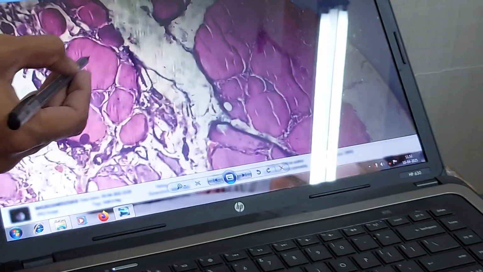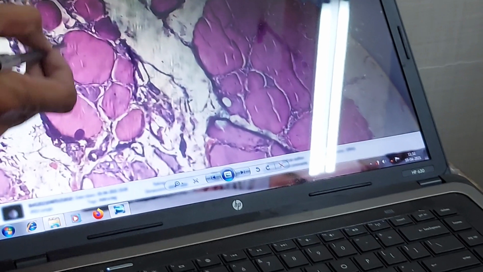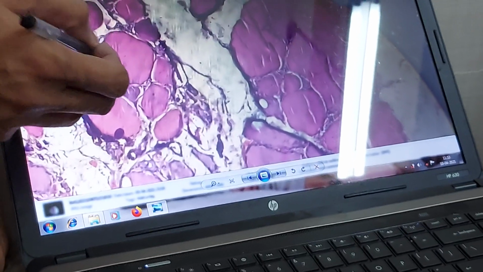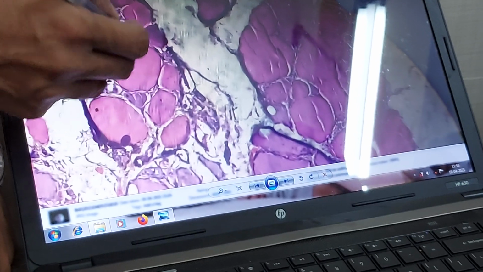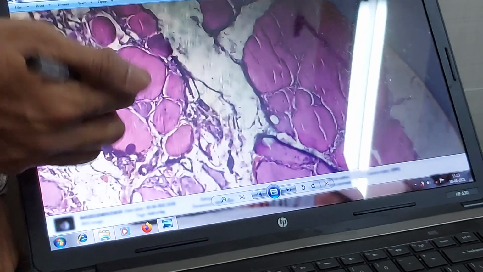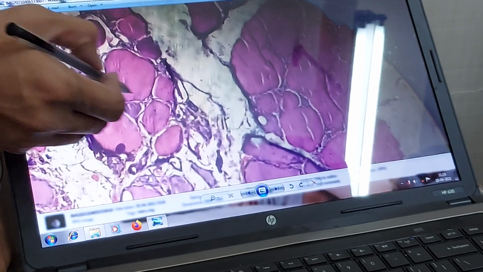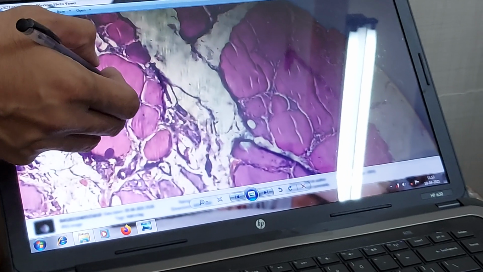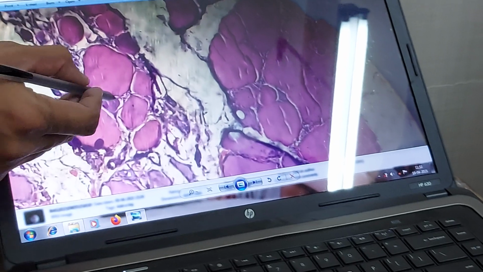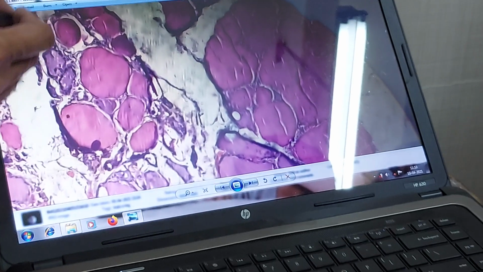Okay? So this is the follicle. You can see the colloid without any nuclei. So that means this follicle contains the secretions, not the cells. The follicular cells or cuboidal cells are arranged around the follicle, but not within the follicle. And then you can see connective tissue around each and every follicle, isn't it?